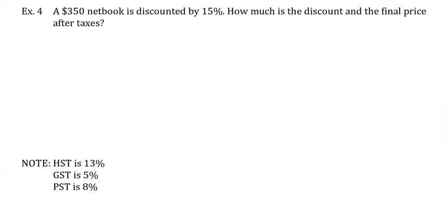So here's a question using percentages. You're going to buy a $350 netbook, but you're getting a student discount of 15%. How much is the discount, and the final price after taxes? A Chromebook or something like that, right? So this one's going to have a whole bunch of parts to it.